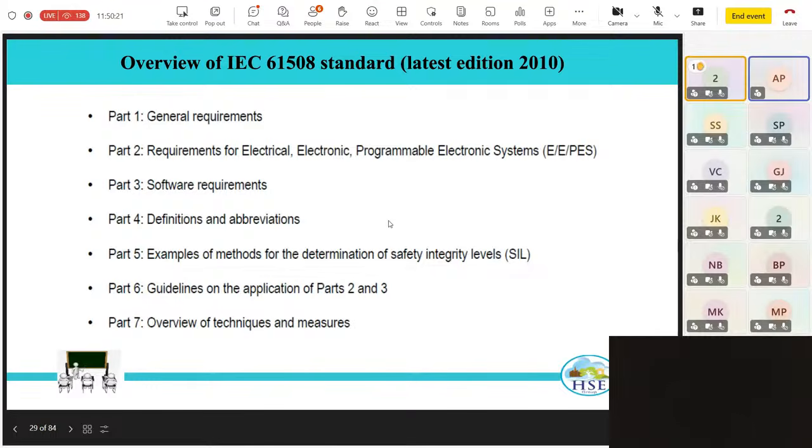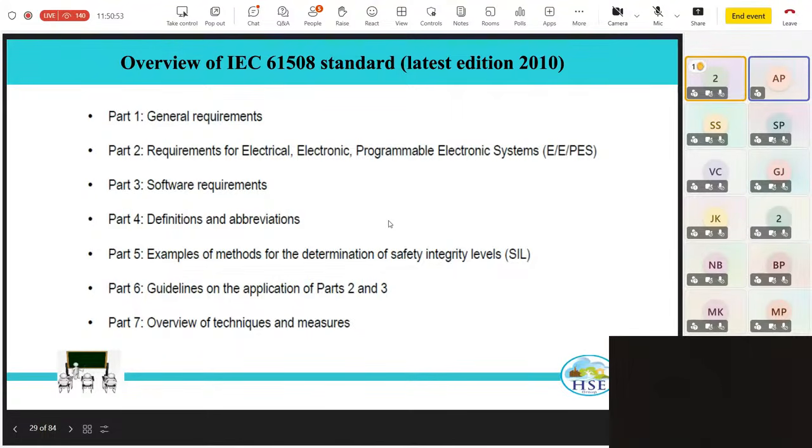And part four, there are many definitions. This IEC 61508 standard is a very big standard. All of you must really read this once you are going to work in functional safety. Okay, and this part 4 gives a lot of definitions and abbreviations. A lot of explanations are required because it is a very vast topic and requires a lot of going back and forth in the standard.